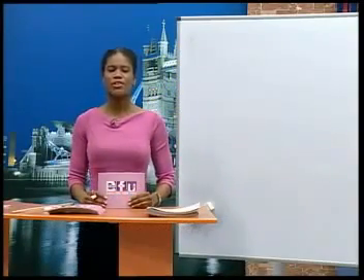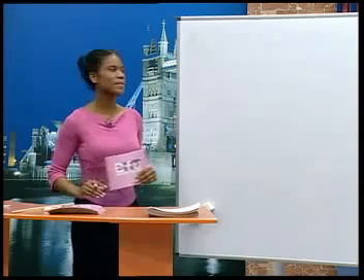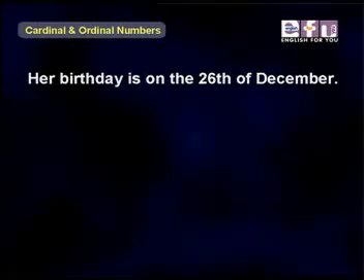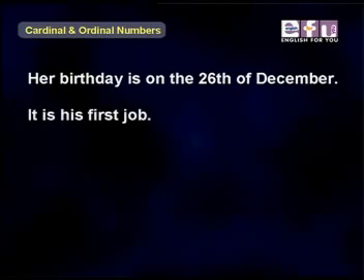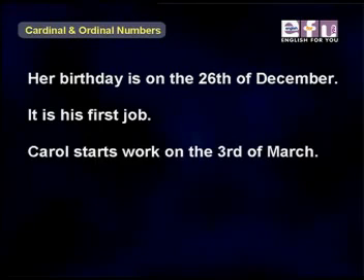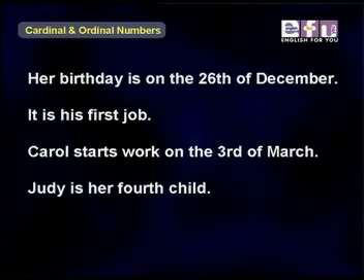Now let's look at ordinal numbers. Here are some examples. Her birthday is on the 26th of December. It is his first job. Carol starts work on the 3rd of March, and Judy is her 4th child.